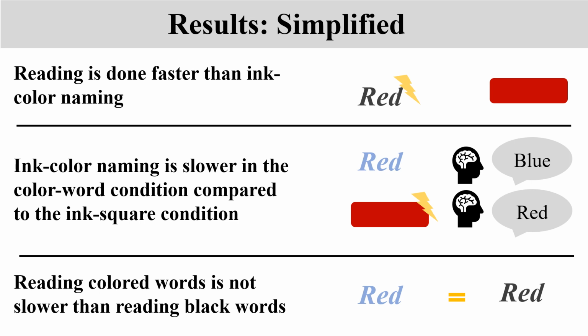And reading colored words is not slower than reading black words. So they found no difference between reading the word red if it's written in black or if it's written in a different color. Because reading is more automatic, so there's no interference here.